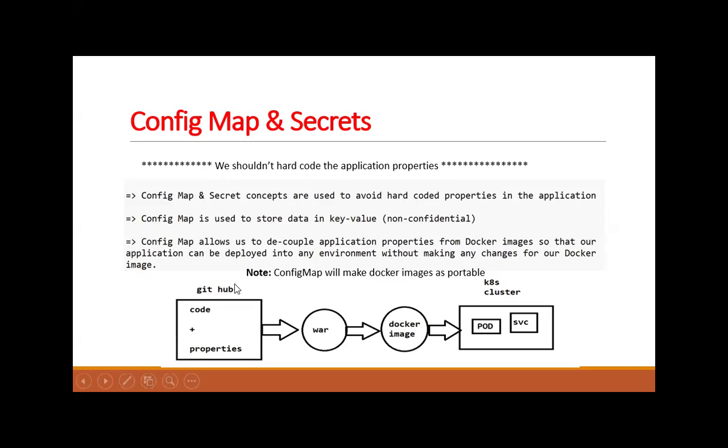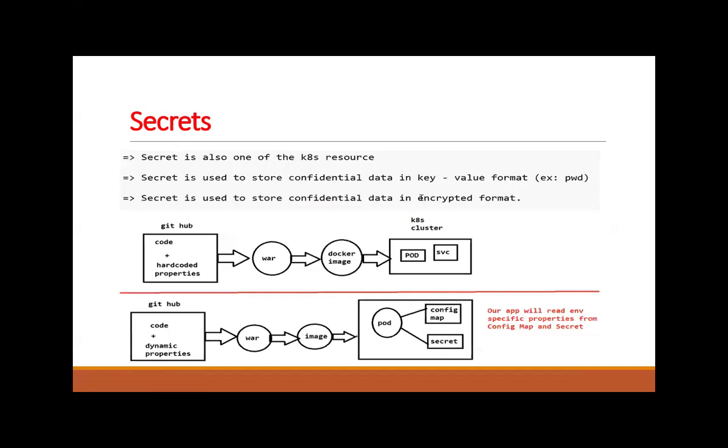So what is that, guys? In GitHub, there is the code and the properties. The code plus properties will create the WAR and then the Docker image. So a config map will make Docker images portable. Okay, secret. Secret is also a Kubernetes resource. Secret is used to store confidential data, for example a password, in key-value format, in encrypted format. Our app will read environment-specific properties from the config map and secret.